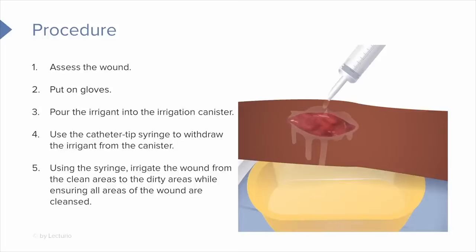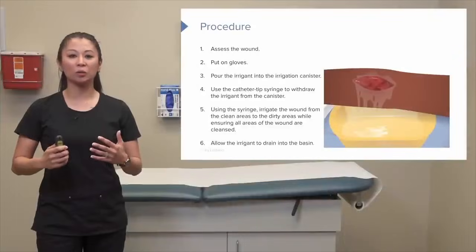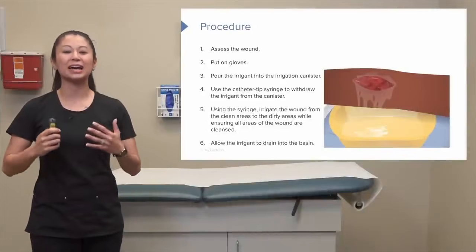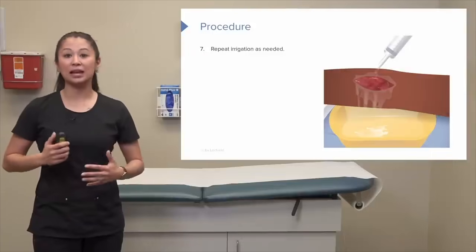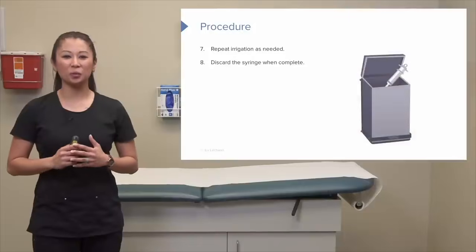Also, just know when you're using this syringe, be gentle. Not a lot of force with the catheter syringe or on the plunger. Be gentle when you're irrigating here. And while we're irrigating, we're going to allow all of that fluid to be caught in the basin below the wound. Now, you may need to repeat this step a couple of times if indicated. Then we can discard the syringe.